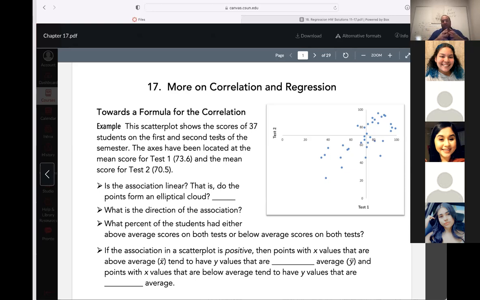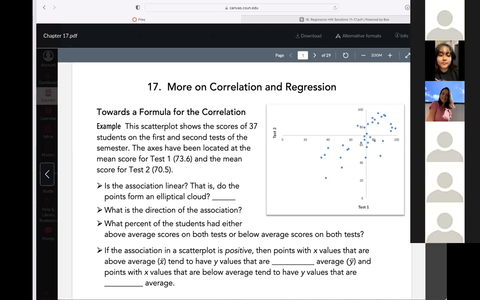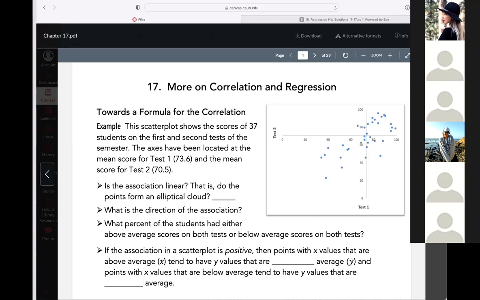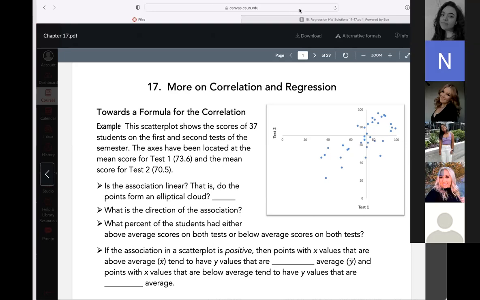If the association is positive, points with X values above average tend to have Y values that are... And the answer is, well, Sabina said below average. If it's positive association, then when X is above average, is Y below average, or is Y going to be above average more likely? Above. We want positive, right, correct?